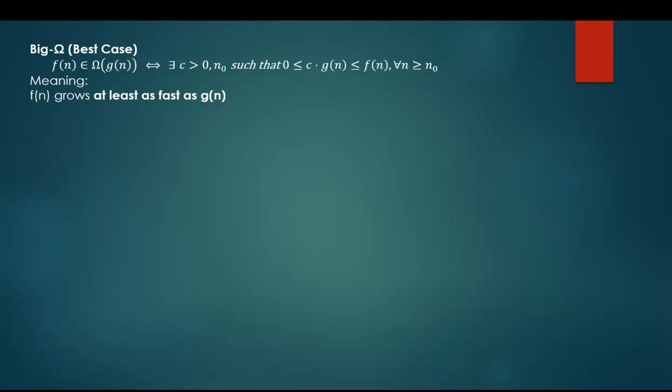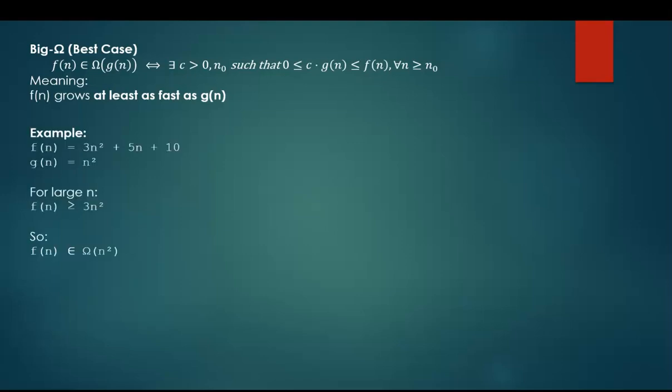So big omega gives you the lower bound. What this formula states is that after some point, f of n is always at least as big as g of n. It means that f of n grows at least as fast as g of n. I repeat, after some point, the point is n naught here in the formula, f of n is always at least as big as g of n.